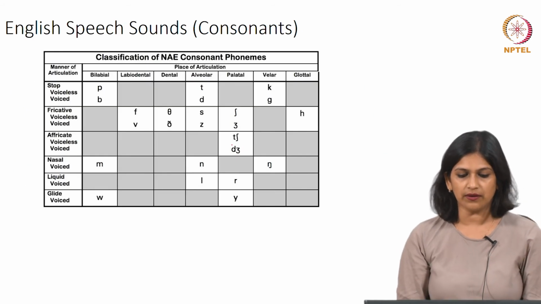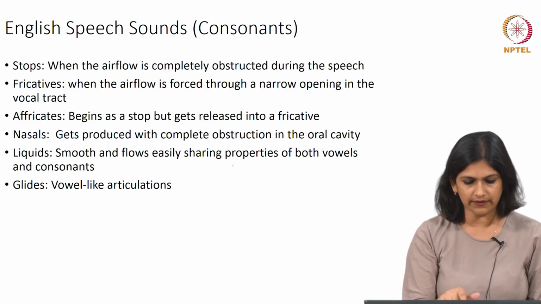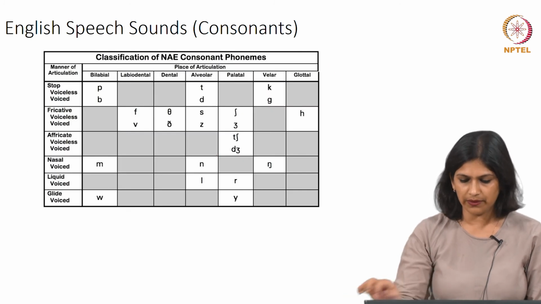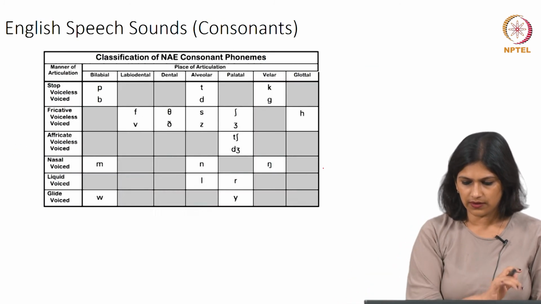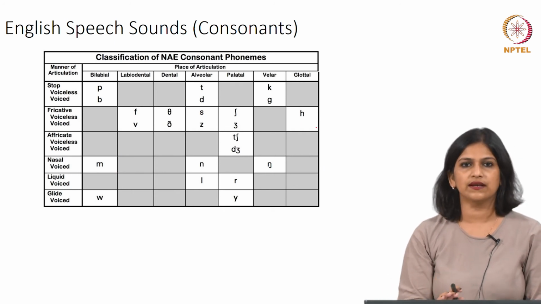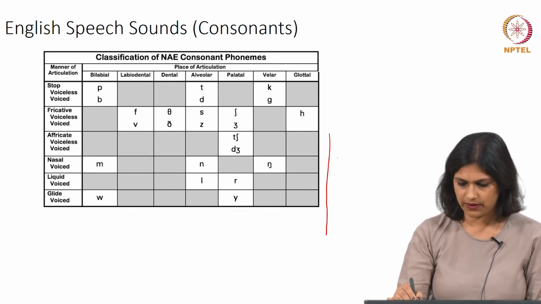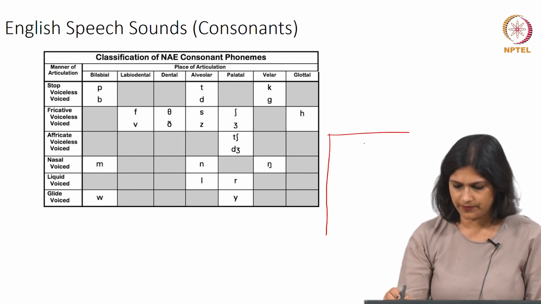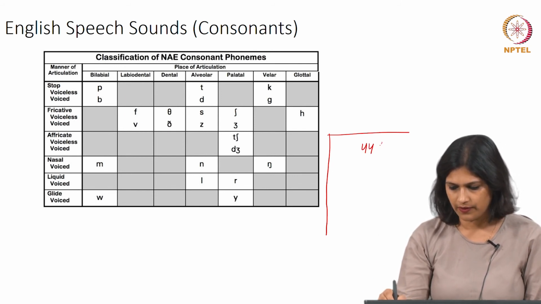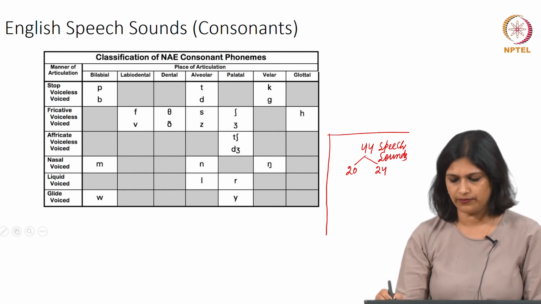Okay? So we will talk about the division. I'll just check. No, I haven't given the division here. So maybe I'll draw the division in this slide. This is how it should look. These are the English speech sounds, the consonants basically. So maybe I am going to draw it over here. So we have 44 speech sounds in English. This 44 can be divided into 20 and 24.